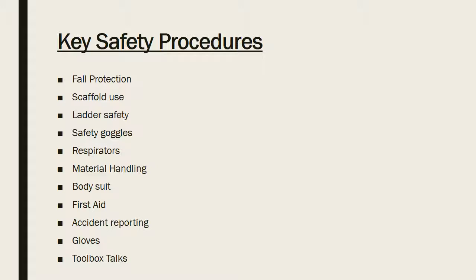So key safety procedures, there was fall protection if it was necessary. Scaffold use, making sure that the scaffold was set up correctly and making sure it was inspected before use. Ladder safety was huge. Ladders were used very commonly throughout the site, so making sure there was three-point contact and there were no defects in the ladders that were used. Safety goggles, respirators, making sure material was handled correctly and there was no misuse of them. A bodysuit if necessary when it came to painting and any drywall work. There was a first aid kit on site if anything were to happen. And if an accident did occur, there was an accident reporting system that the laborers would have to go through.